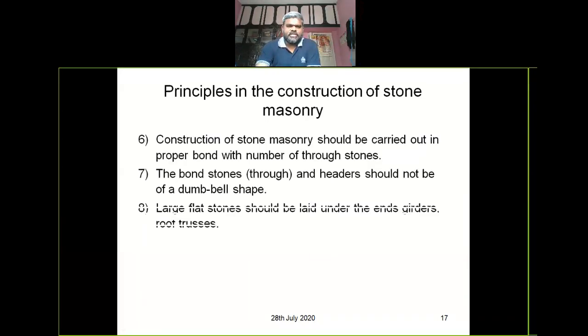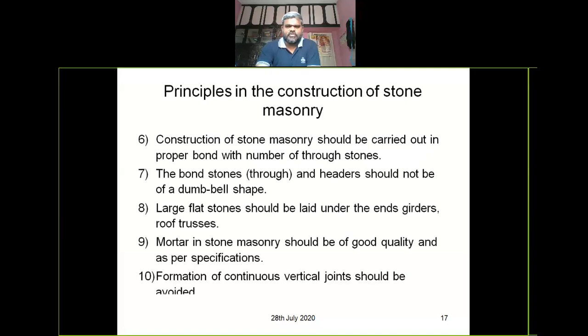The construction of stone masonry should be carried out in proper bond with the number of through stones, which means big blocks provided to avoid the overlapping of joints. The bond stones, through stones and headers should not be of a dumbbell shape. Flat stones should be laid under the ends of girders and roof trusses. These are also called corbels.